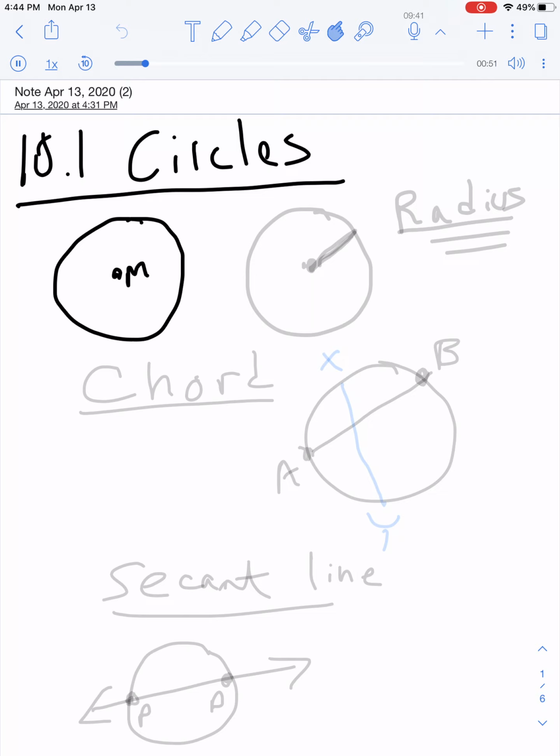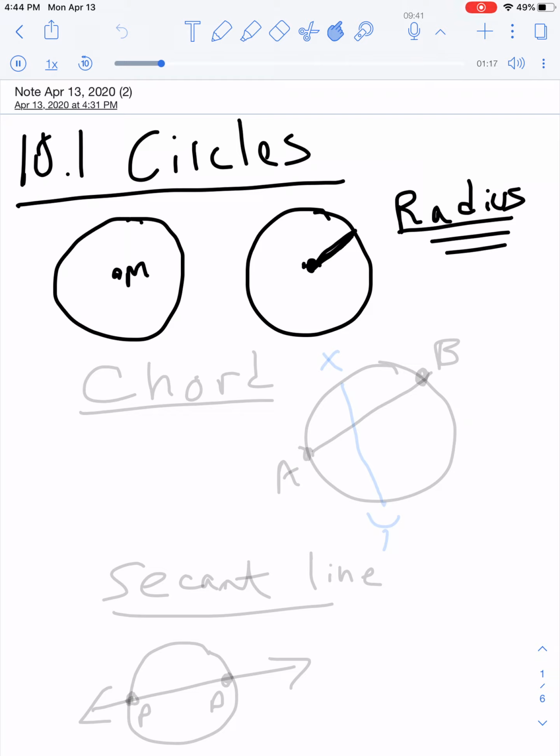Now when you have a circle, there are a couple things that are important. One, this distance here from the center of the circle to the circle itself is called the radius. The radius is nothing more than the distance from the center of the circle to the circle itself. Okay? So keep that in mind.